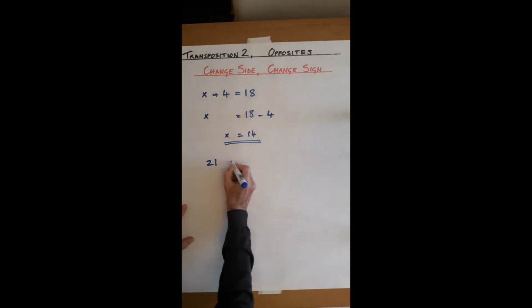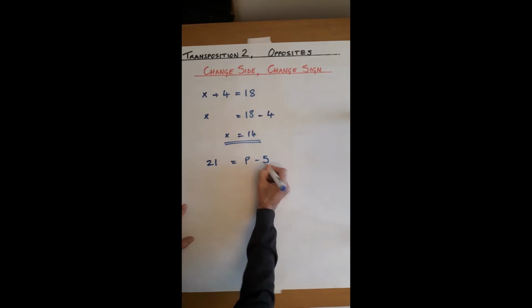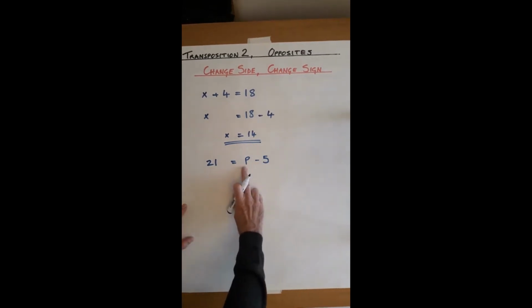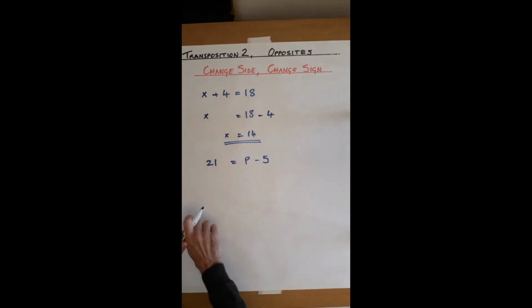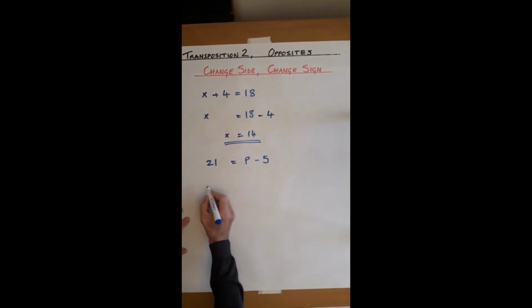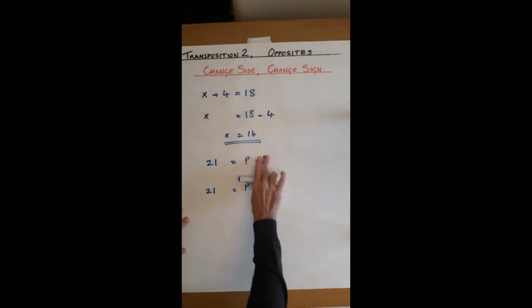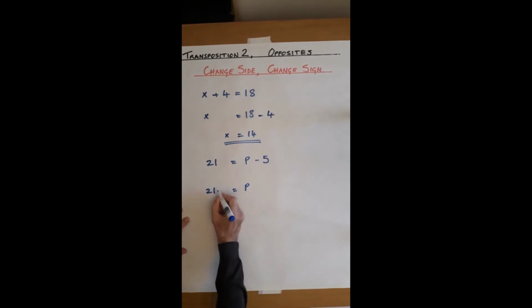21 equals p minus 5. And p is what we need to find the value of. So we want p on its own, which means we need to remove this. And it will go to the other side to leave p all on its own. So what is the opposite of minus 5? It's plus 5 on the other side. So this is 21 equals p, and the minus 5 moves over here and becomes plus 5.